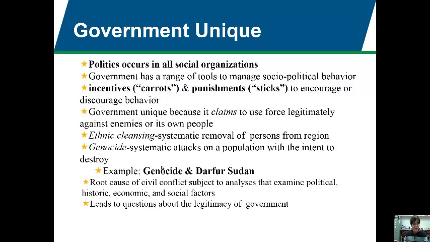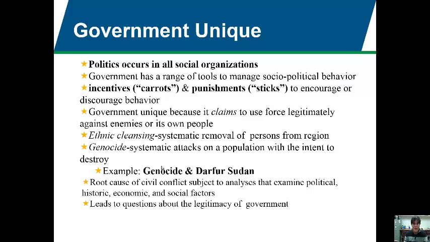So let's use some really shocking and really bad examples, I guess I'll say. Bad in the sense that they're very violent. But let's use an example of ethnic cleansing. Ethnic cleansing is just the systematic removal of persons from a region. So you can think that the government doesn't like this particular ethnic group or anything like that. They will use their legitimate force, say that we need to do this legitimately, and move an entire race or ethnicity of people from one location to another.